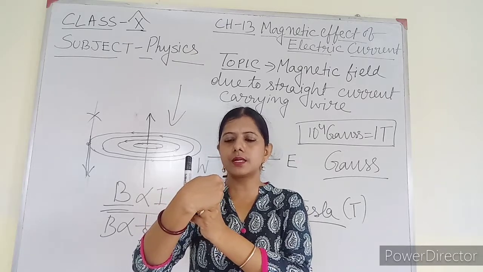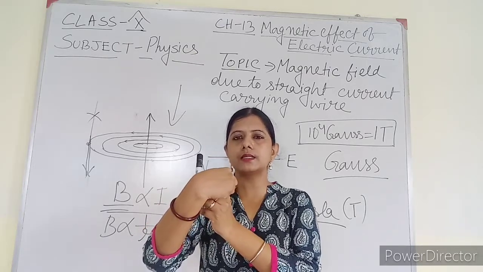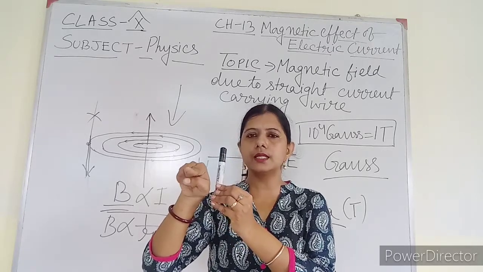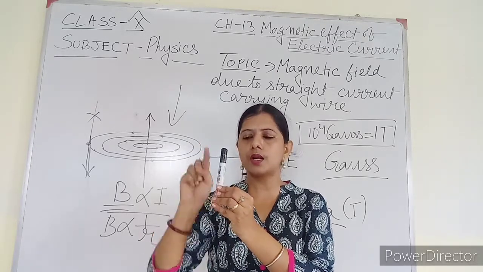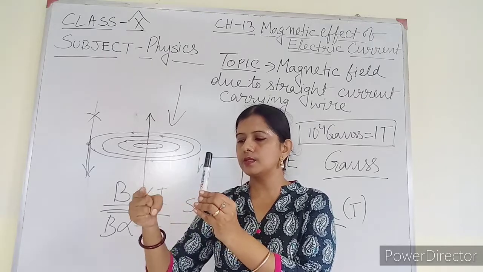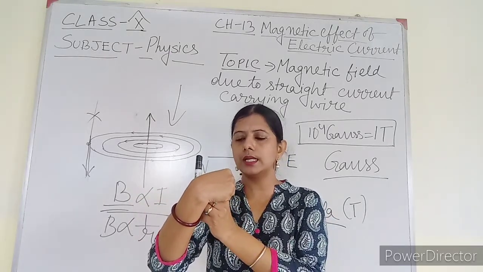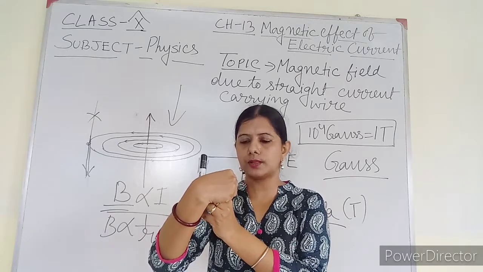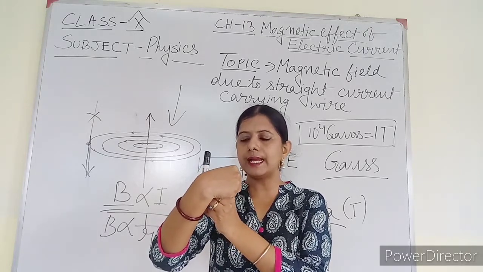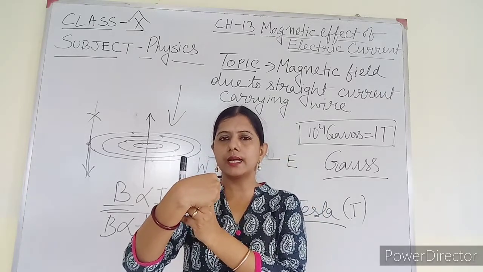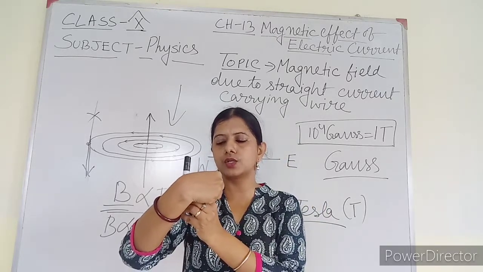In a three-dimensional figure, if the finger is in this direction, this is called downward direction, and if the finger is in this direction, that is called upward direction. So my finger is moving, I will stop here. In which direction is it? It is in the downward direction. Towards the left side, at a particular point, the direction of the magnetic field is downward.